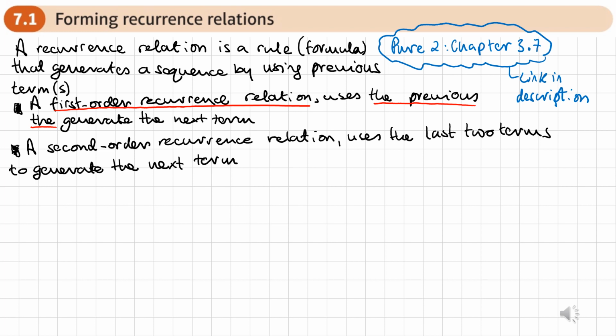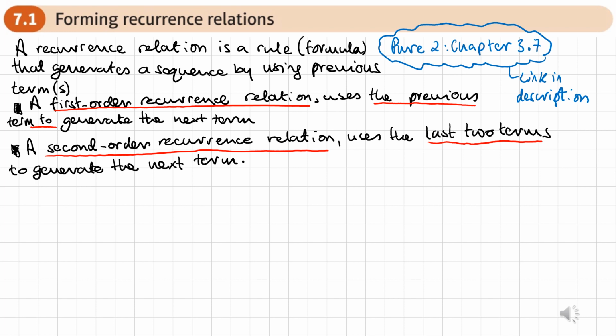Now I've just realized my English doesn't make any sense here. Uses the previous term to generate. There we go, that makes more sense now. To generate the next term. Okay, so let's just underline the keywords here, where we've got a second order recurrence relation, and this uses the last two terms to generate the next term.